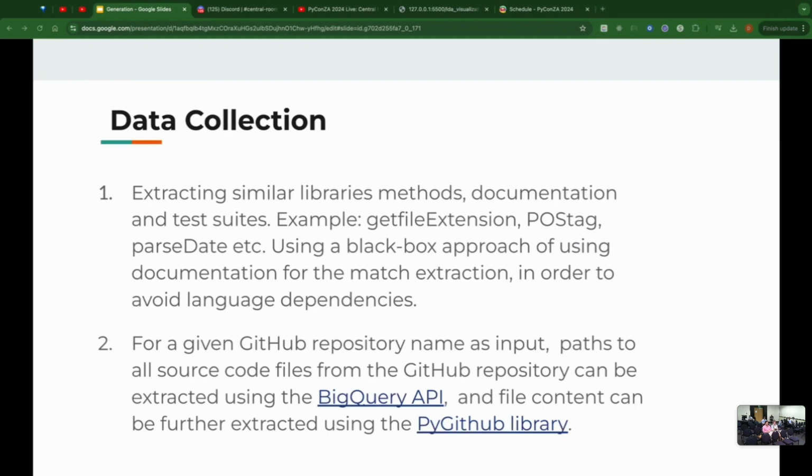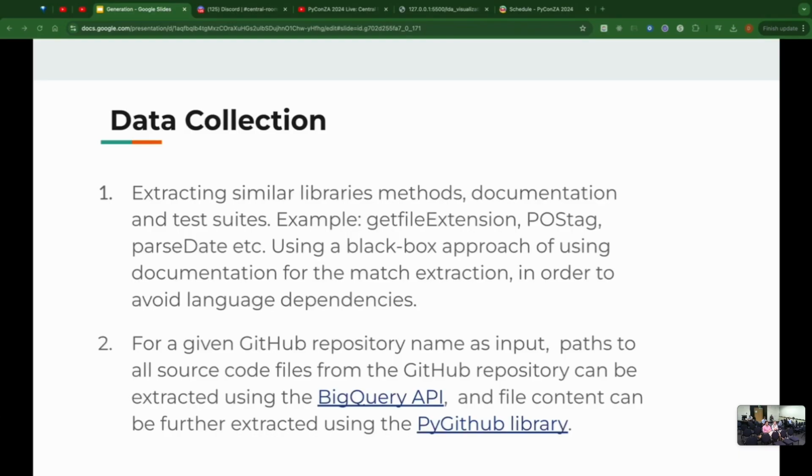Now, how do we extract this data? This is where the BigQuery API comes in. BigQuery has a large corpus of GitHub repositories through which we can get the source code files, basically the paths of all the source code files. And then those paths can be used as an input to a library called PyGitHub. With PyGitHub, given the path of a file, it will extract all the content of it, and then we will have the raw format of data which we can use in order to build the tool.